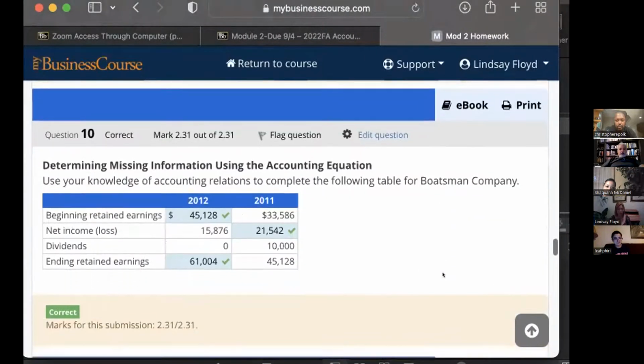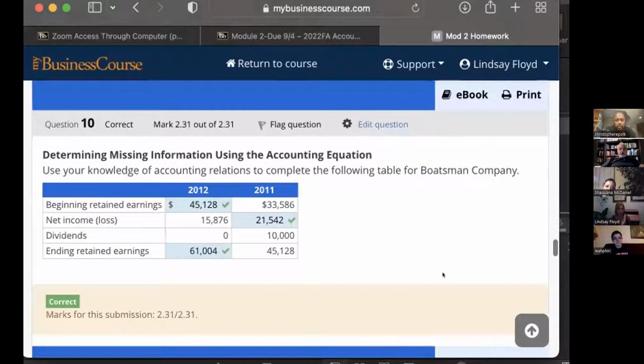That's question 9. There's question 10. Perfect. Okay. So complete the following table. Using knowledge of the accounting relation to complete the following table. So you're given beginning retained earnings. You've got net income, loss. Okay, well, let's go backwards. The ones with check marks, those were not given to you, right?